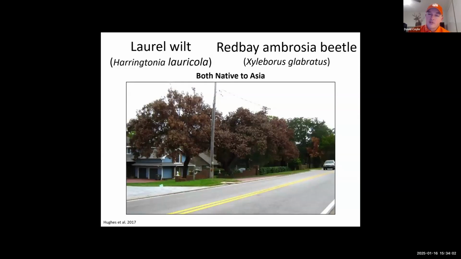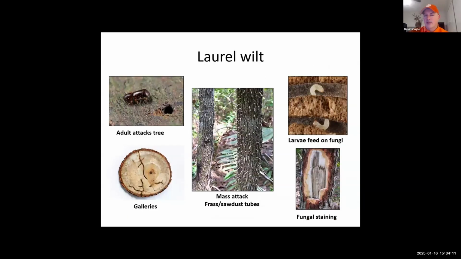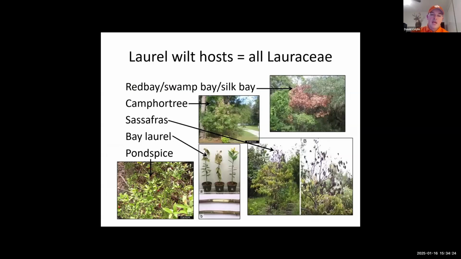One of the worst ambrosia beetles we have is an invasive species, though. That is the red bay ambrosia beetle, which transmits Laurel wilt. This came about just over 20 years ago. We found it here. Again, standard ambrosia beetle life cycle. They're boring into trees. They're cultivating that fungus. They're feeding on that. And you've got that fungal staining as that fungus clogs up the vessels in that tree.